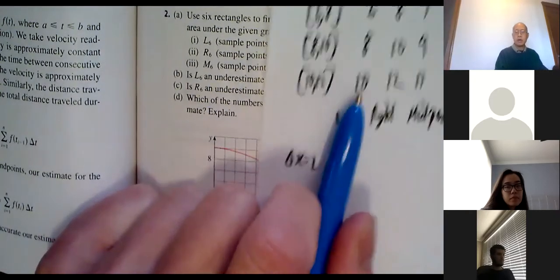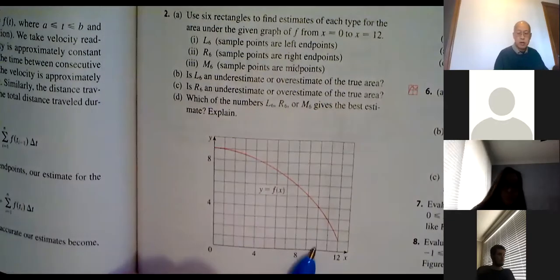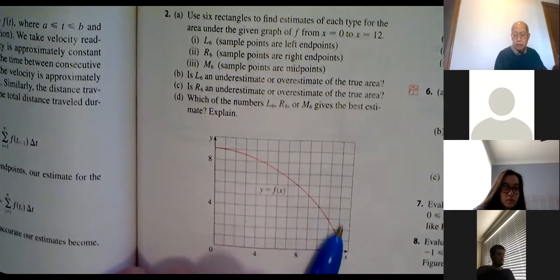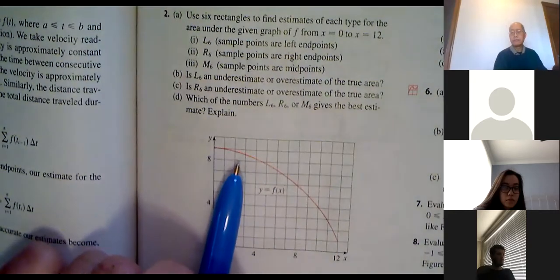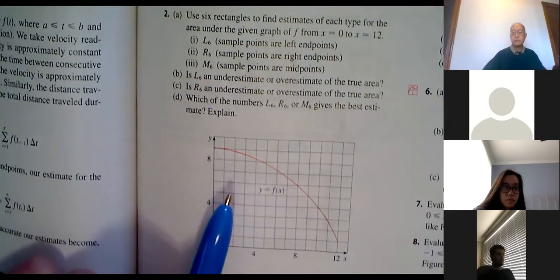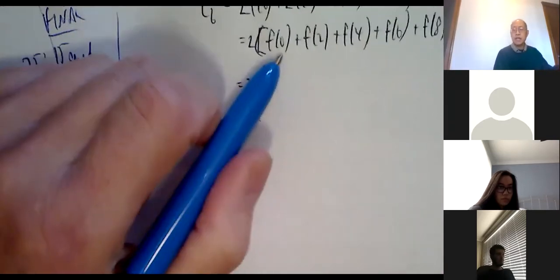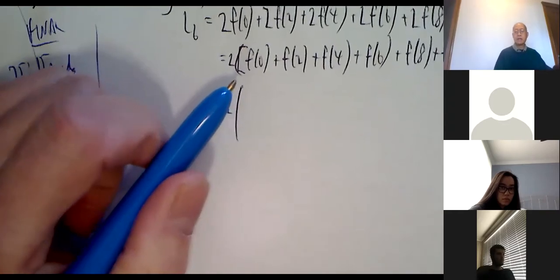Okay. Here's the last rectangle. It's going from 10 to 12. If I take the left endpoint, I want the height at 10. So here's 10. So watch what I'm doing. Go straight up, draw this rectangle. Again, that's too big. So all of these rectangles are going to be too big. Now, I just need all these heights. So I just read it off the graph, and we'll just guesstimate now.